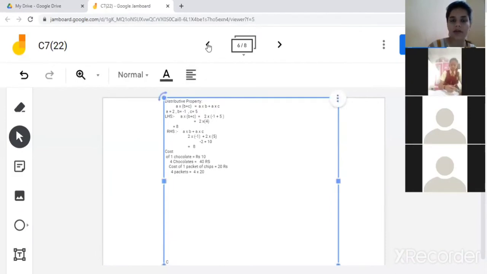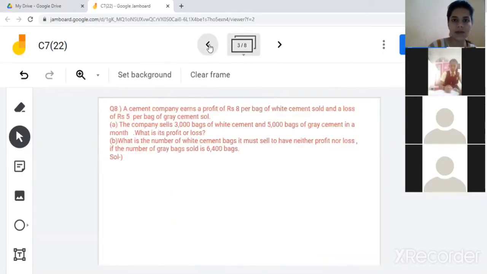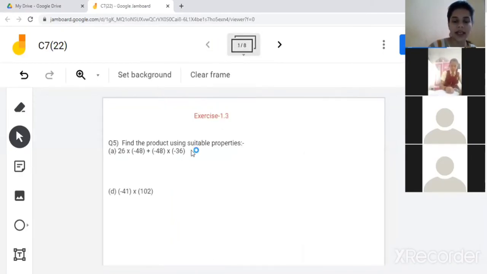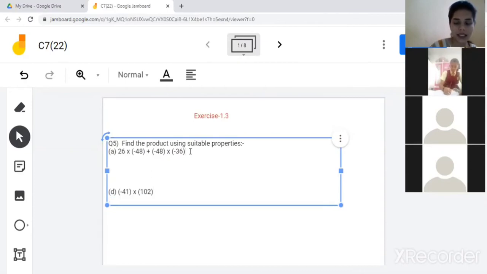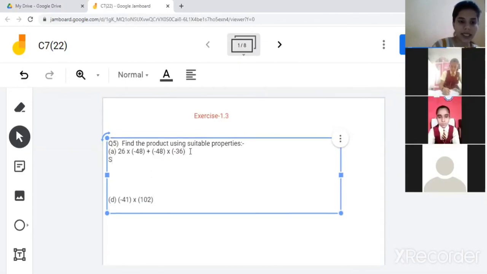Understood? Now we will apply this property to solve our problem. So let's move to question number 5. Here, find the product using a suitable property. 26 multiplied by -48 plus -48 multiplied by -36. So here, children, you can see that minus 48 is common to both the numbers. So will you be able to apply the distributive property for solving our problem?